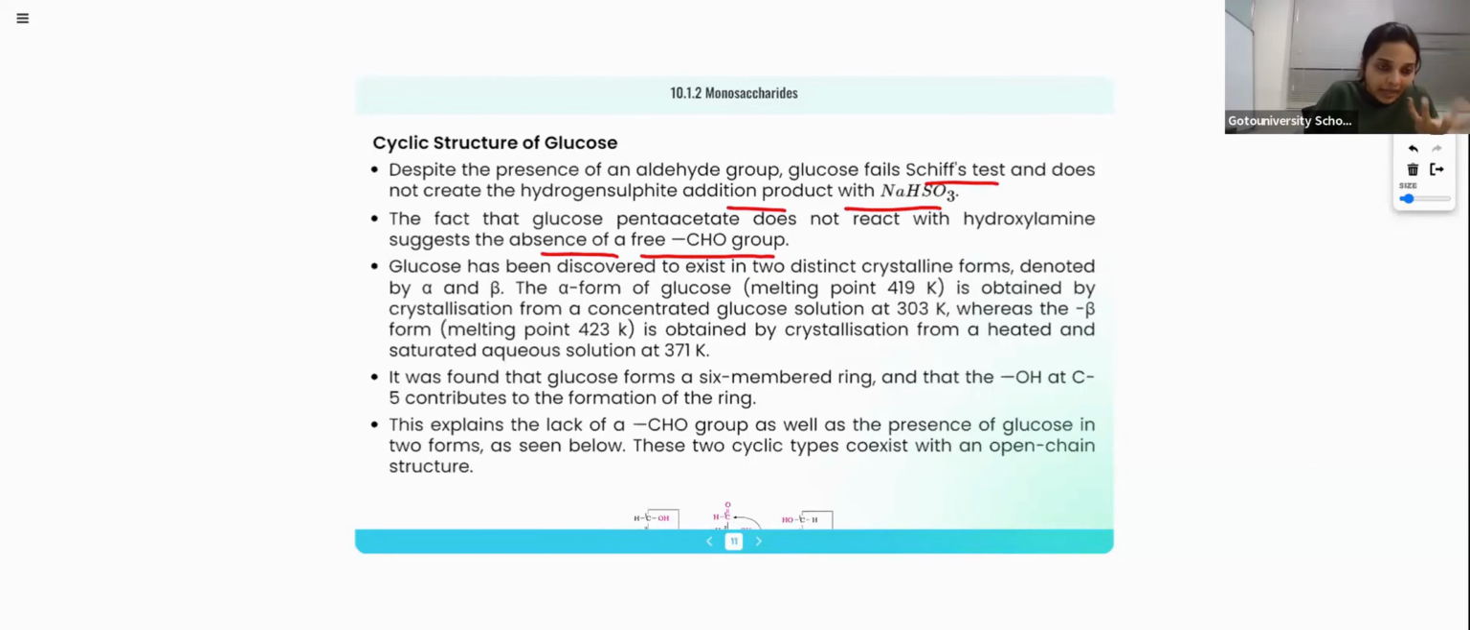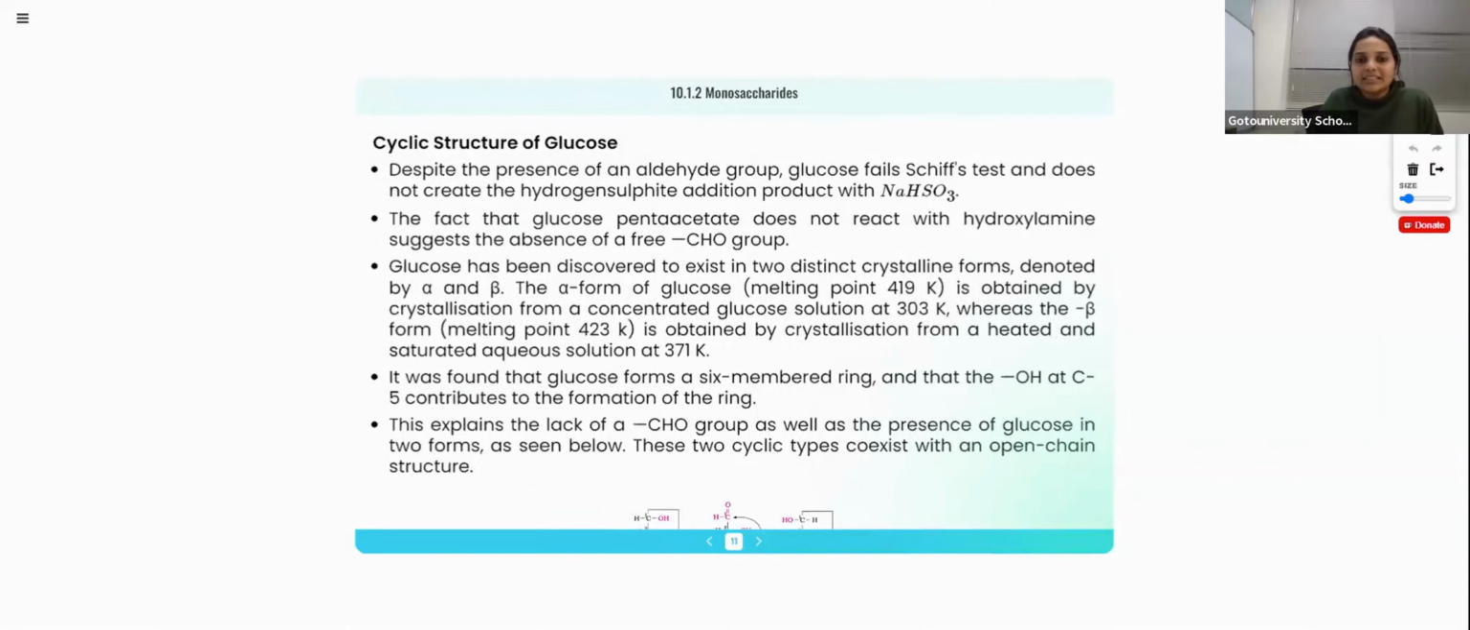See, as we showed before, it will be like this because the CHO group will be at the top, then the next one will be CH2OH. It means this group is free, right? But actually, this group is not free. It means it is connected somewhere. That is the cyclic structure.